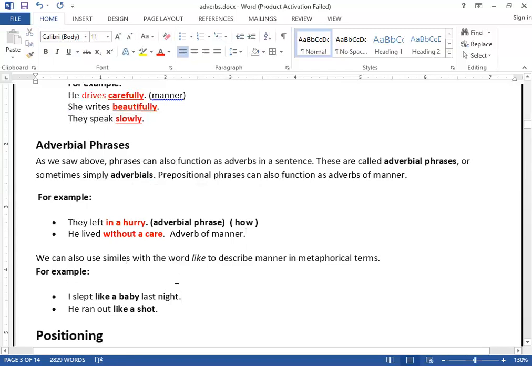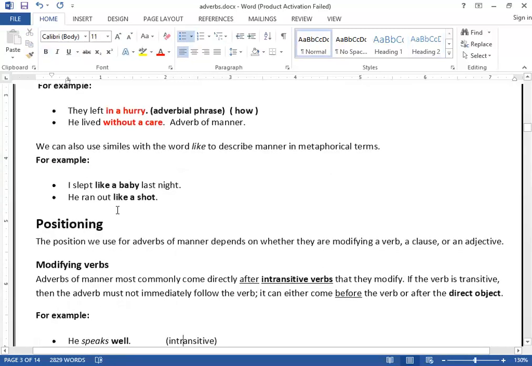We can also use the word like to describe manner in metaphorical terms. For example, can you see I slept? How I slept? It gives you the answer like how. Clear? For example, I slept like a baby last night. How I slept? Like a baby last night. So we can use this like a baby. Again, it's an adverb of manner because it gives us the answer for what? For how. For example, he ran out. How? Like a shot. This is the second form of it. Clear? So we call it what? Adverb of manner.